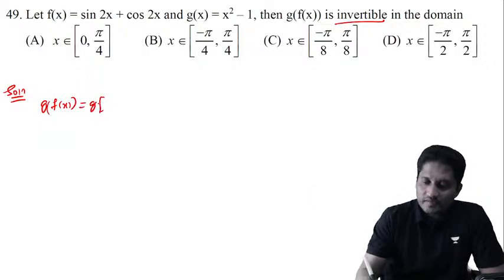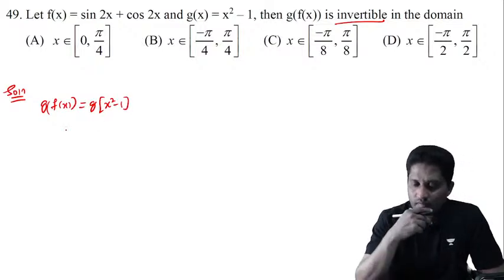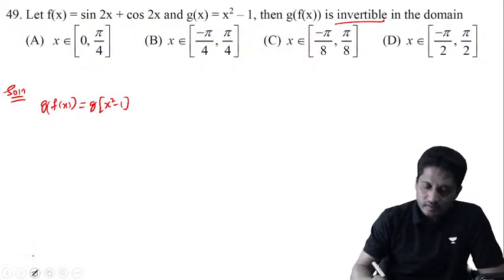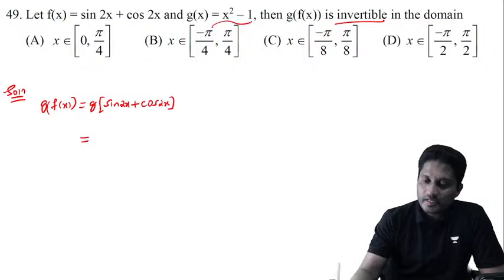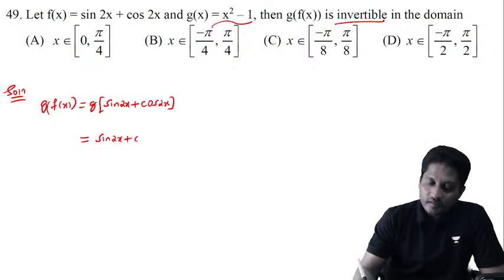G you keep as it is, f of x is equal to x square minus 1. Sorry. f of x is equal to sine 2x plus cos 2x. Now if I substitute here x square minus 1, so this is sine 2x plus cos 2x the whole square, and then minus 1.